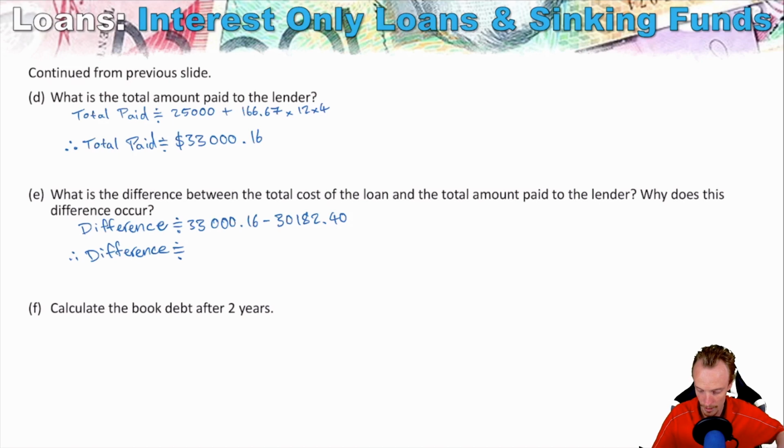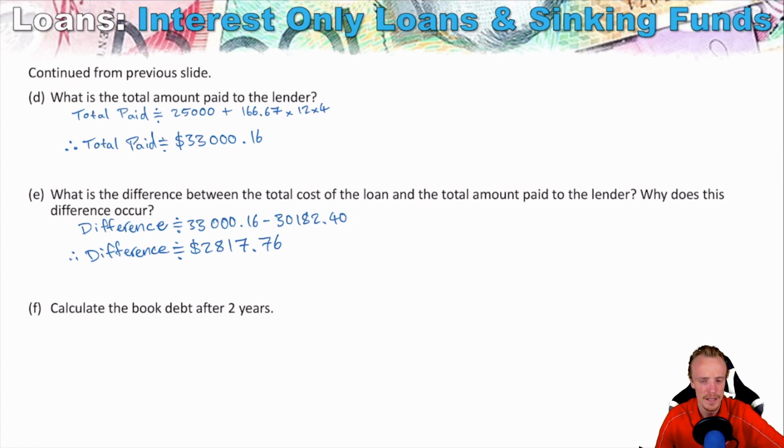So the difference here is approximately, I could probably do it in my head, but I've got my calculator handy. It's going to be easier just to do it on the calculator for the sake of time. So the difference is approximately $2,817.76. Now you might be sitting here going, well, hang on.